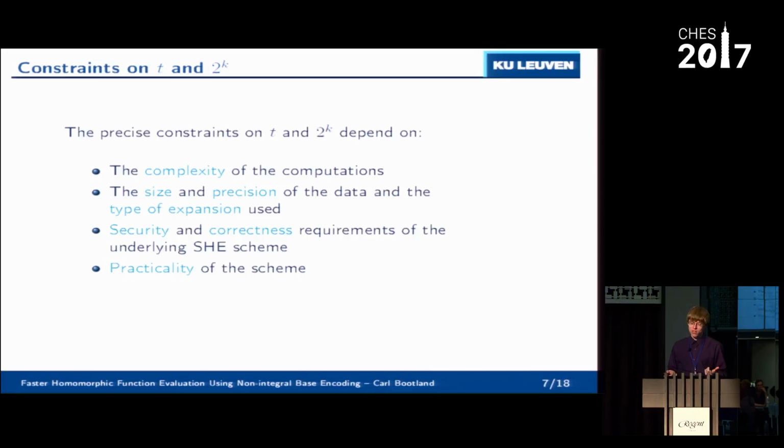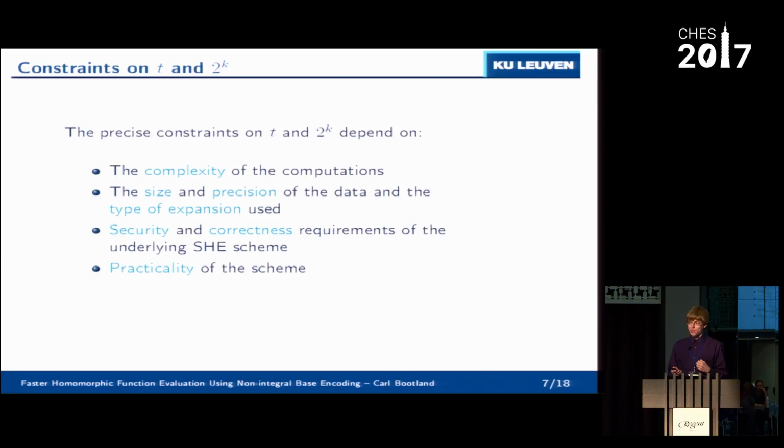The main thing actually comes from the underlying SHE scheme which we use. In particular, the security requirements require that we have a very large degree, which is 2 to the k. Here, k is at least 11 to thwart lattice-based attacks. So this is really a large number of coefficients that we have.